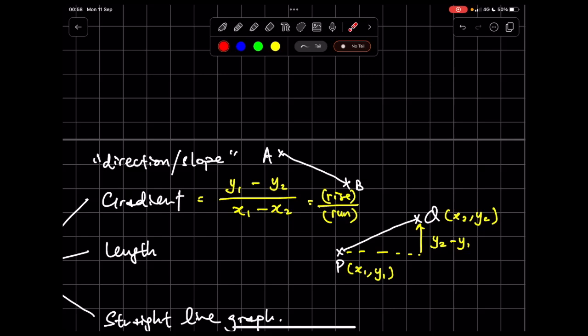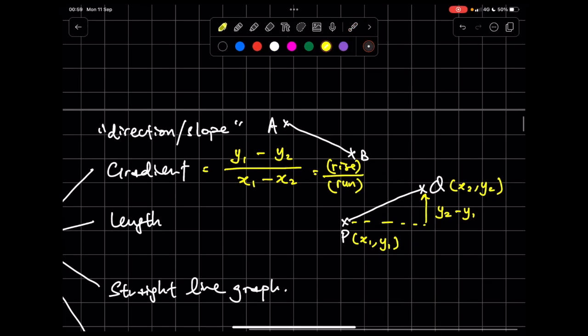Okay, now your run. So run is just, in a sense, like you read from left to right. In math, you walk from left to right. The run is basically how many units you walk from left to right. So in this case, your run is x2 minus x1. How do I know it's x2 minus x1?